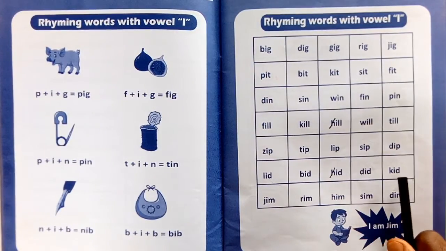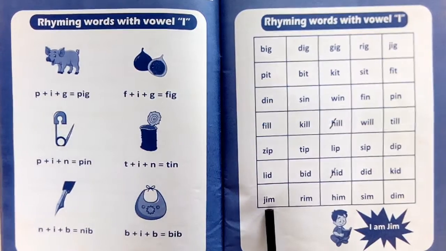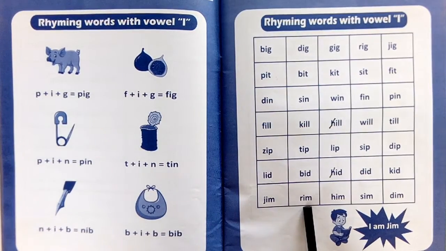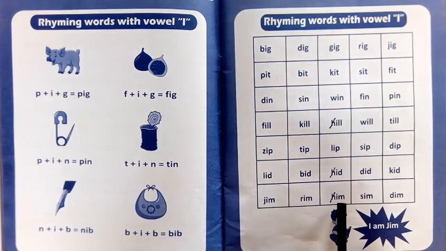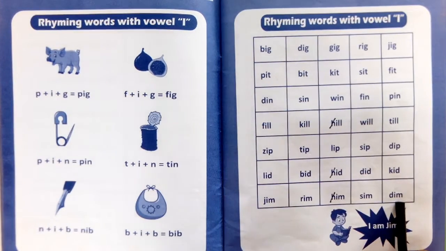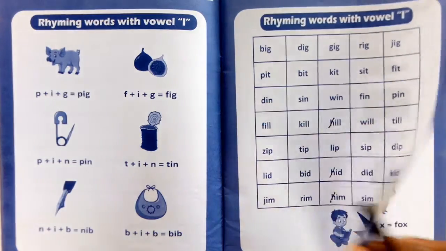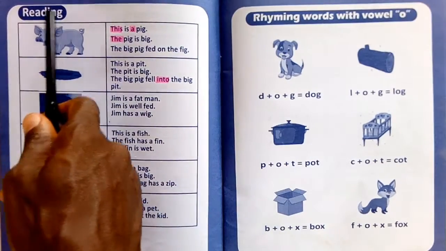D-E-D, did. K-E-D, kid. G-E-M, Jim. R-E-M, rim. Same thing here. We assume it's not there, and then we say E-M, im. C-E-M, sim. D-E-M, dim. So we move on to the next page, and that page will be reading.